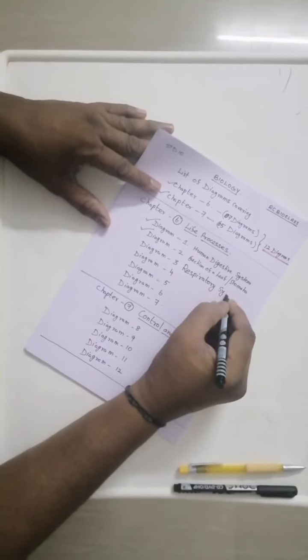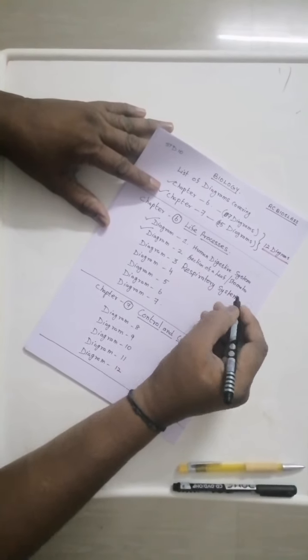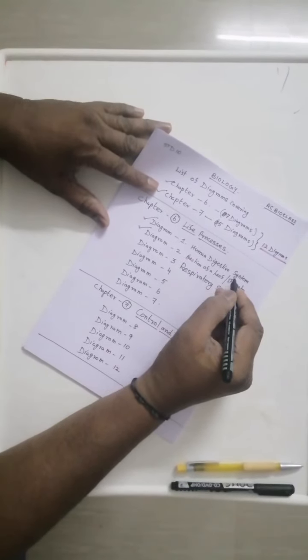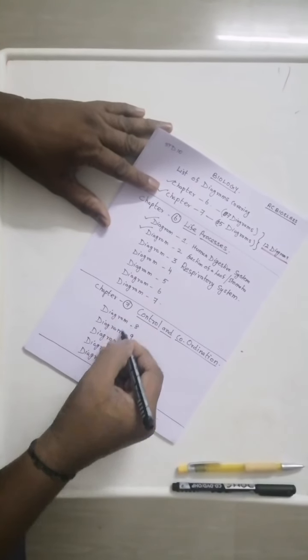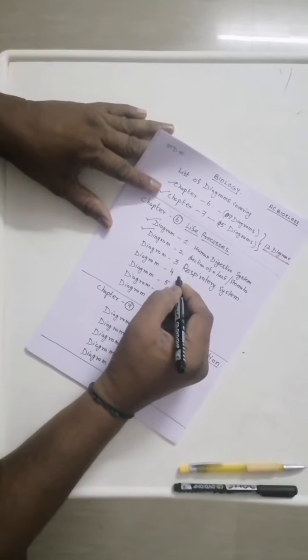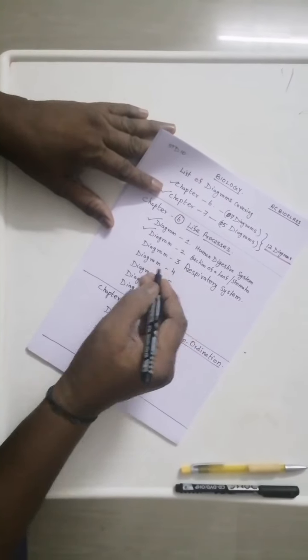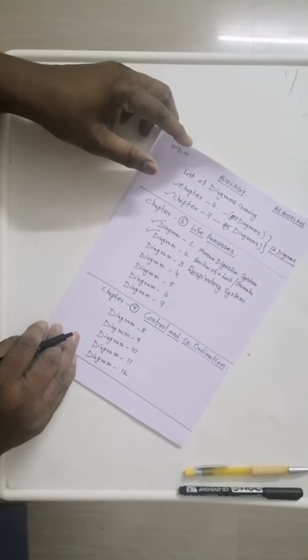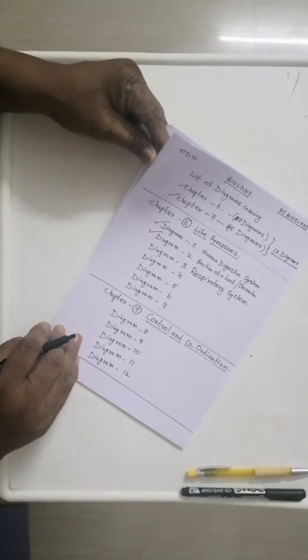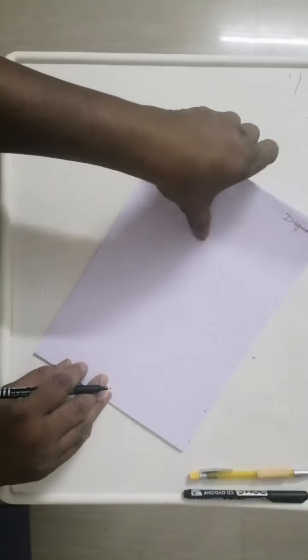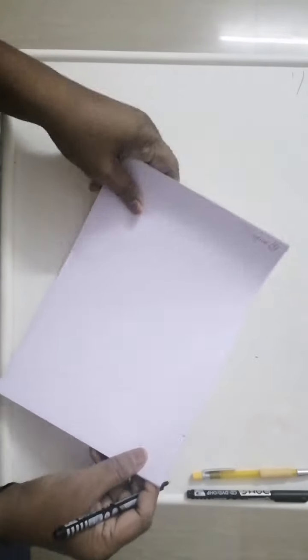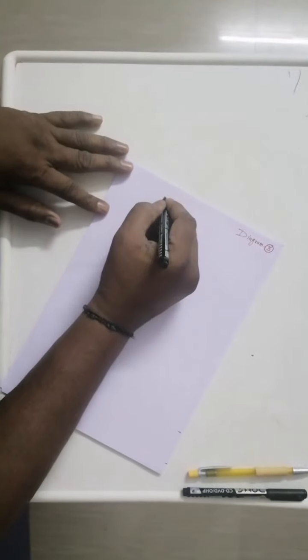Respiratory system. The first one is the digestive system. Now we are going to the respiratory system. And the remaining diagrams, whenever we do the diagram, I will show this sheet to you. Okay, right. Let me go to the diagram sheet. So this is diagram 3, which is the respiratory system.